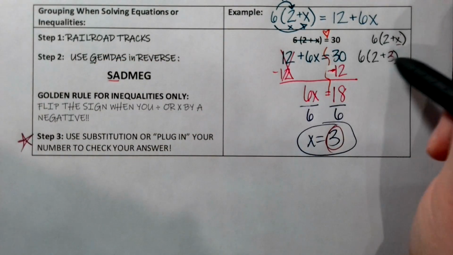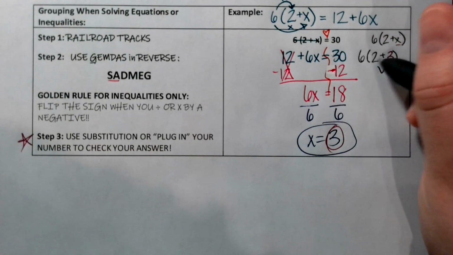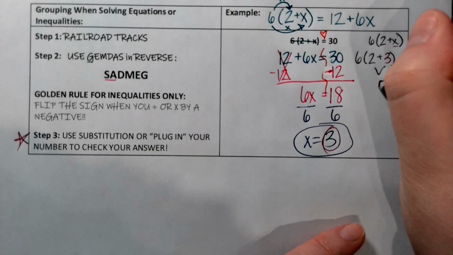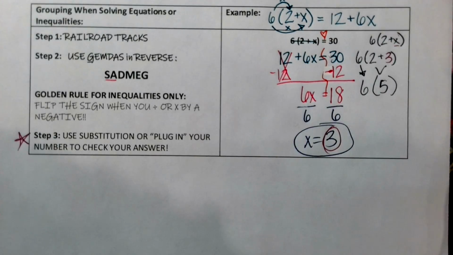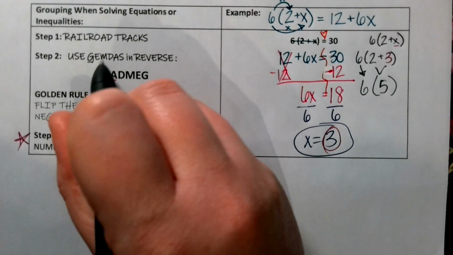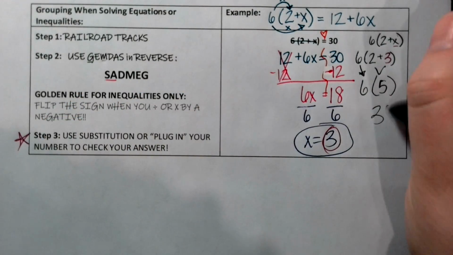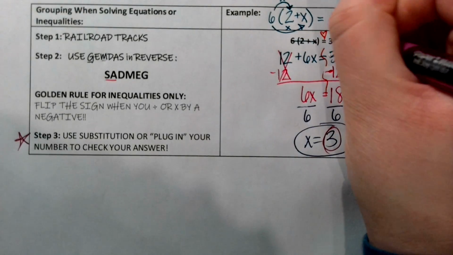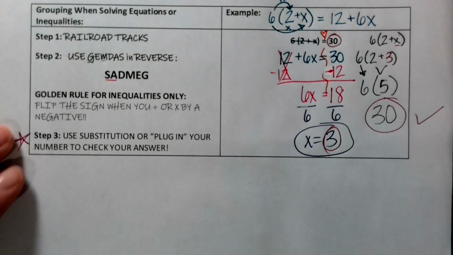In GEMDAS, the first thing I need to do is that grouping. My grouping here is my parentheses, so I need to add that first. 2 plus 3 is 5. And then I need to bring down that 6. Then I need to multiply. 6 times 5 is 30. And 30 checks out with our answer. We are good to go.